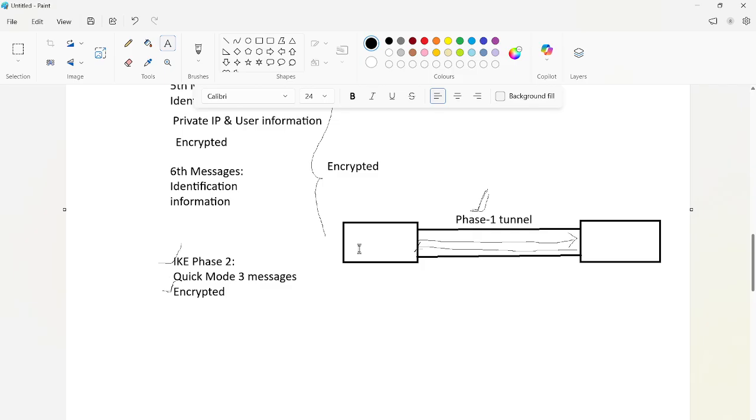I will tell that. Once the phase 2 tunnel is done, I will draw one more picture and tell you.